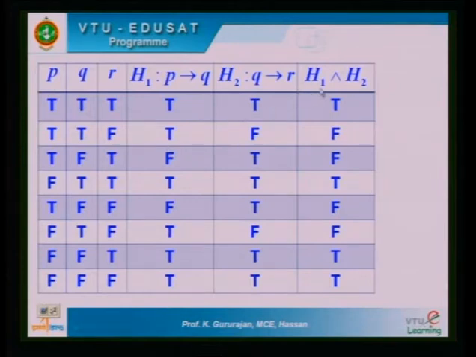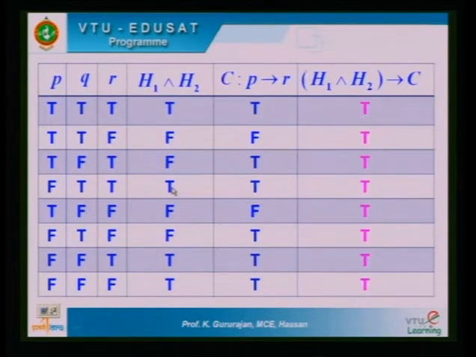Now, the next step is to find the truth values of H1 and H2. We know that H1 and H2 will be true only when both H1 and H2 are true. Otherwise, it is false. That is the logical AND operator. We know that H1 conjunction H2 is true only when H1 is true as well as H2 is true. So, working with H1 and H2, here I find the truth value true, T. Here also it is T. So, therefore, I write T.